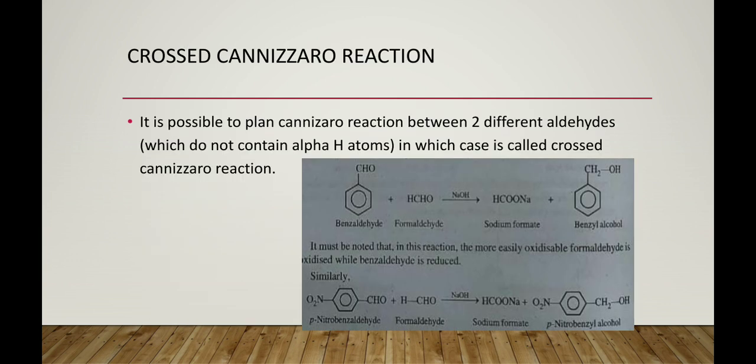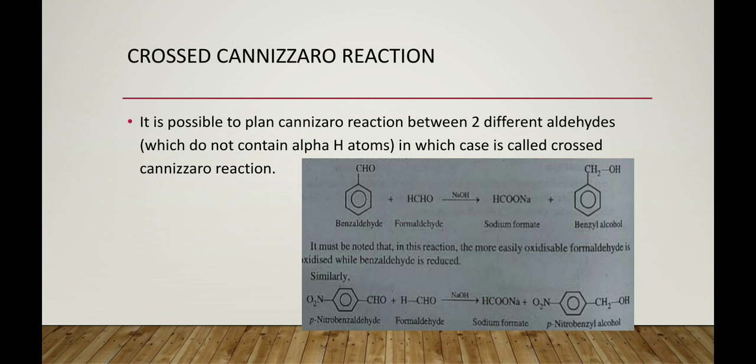Cross-Cannizzaro reaction. It is possible to plan a Cannizzaro reaction between two different aldehydes which do not contain alpha hydrogen atoms, in which case it is called a cross-Cannizzaro reaction. That is, two different aldehydes, such as benzaldehyde, react with formaldehyde in the presence of NaOH to give sodium formate and benzyl alcohol. It must be noted that in this reaction, the more easily oxidizable formaldehyde is oxidized while benzaldehyde is reduced.